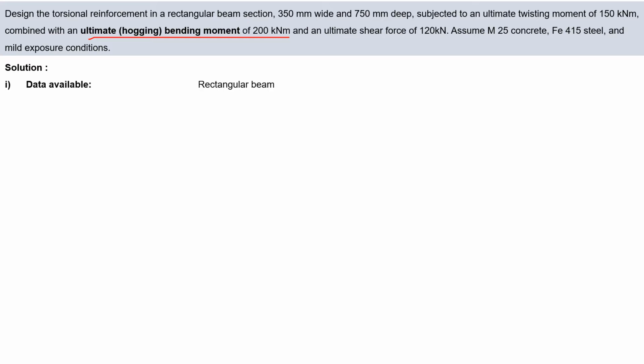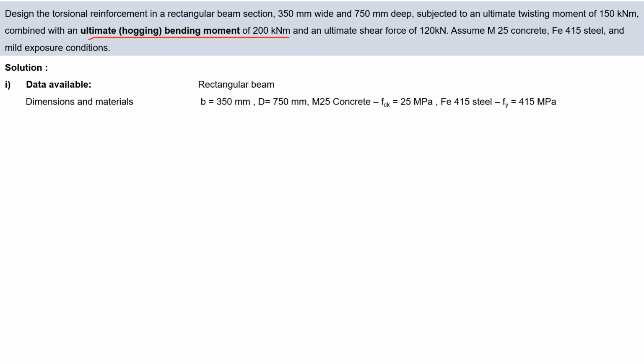Now, data available: it is clear that it is a rectangular beam. Dimensions are given. B, width, is 350 millimeter. Overall depth is 750 millimeter. If we take M25 grade concrete, then fck will be 25 MPa. And if we take higher grade, then accordingly we will revise the guidelines. That means the fck value will be taken care of. Fe 415 steel, that means the yield strength of the steel will be 415 MPa.